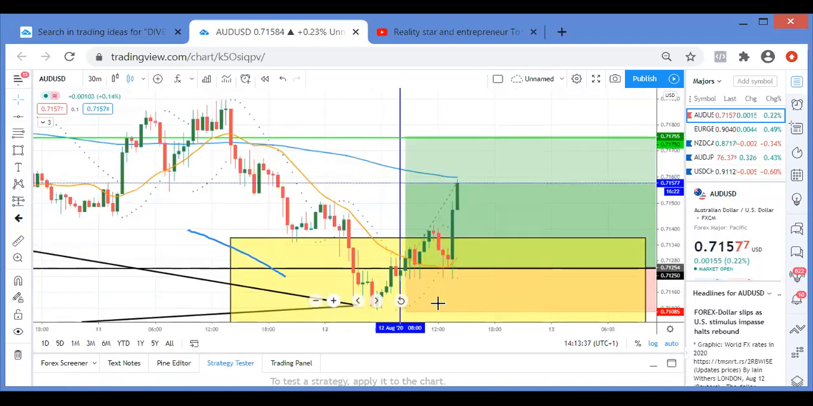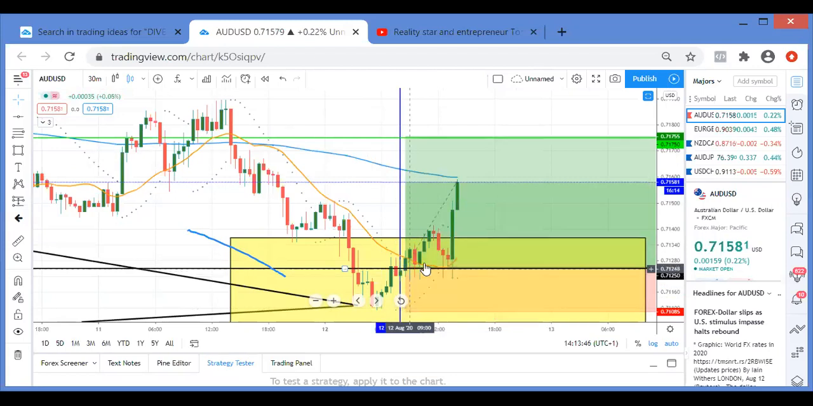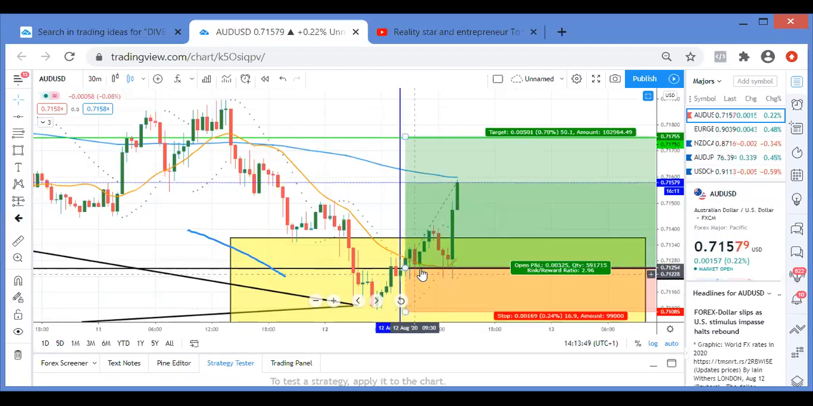Yeah. Can you see how the market came up? It broke. When it broke this, what did it do? It came down, retested. It didn't close below, you know. It didn't close below. It wicked, went up, came down.